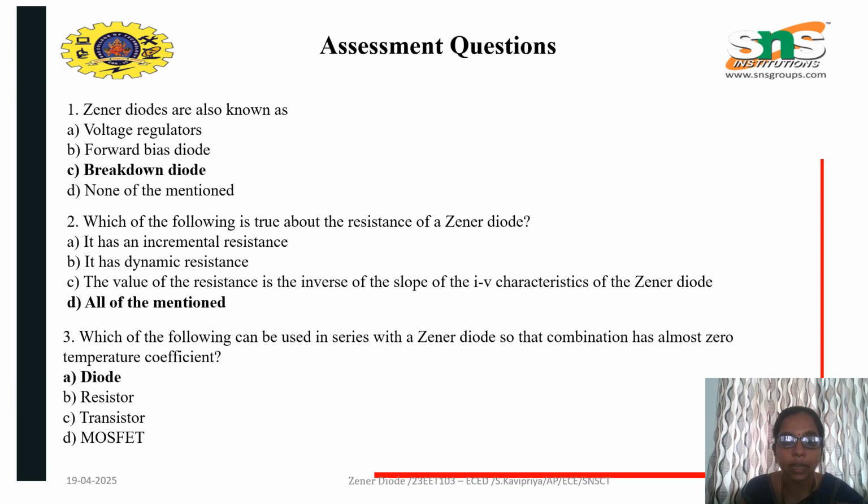Next, which can be used in series with the Zener diode so that the combination has almost zero temperature coefficient? The options are diode, resistor, transistor and MOSFET. When a diode is used in series with the Zener diode, the combination has almost zero temperature coefficient.